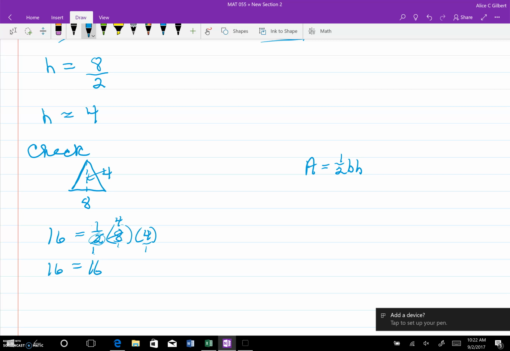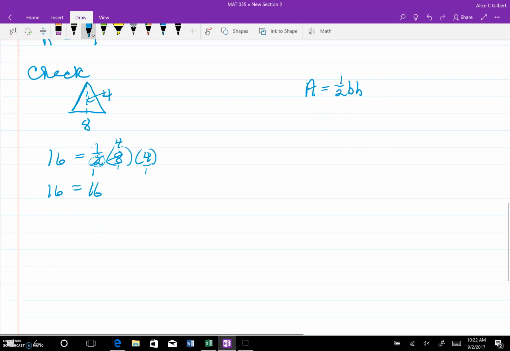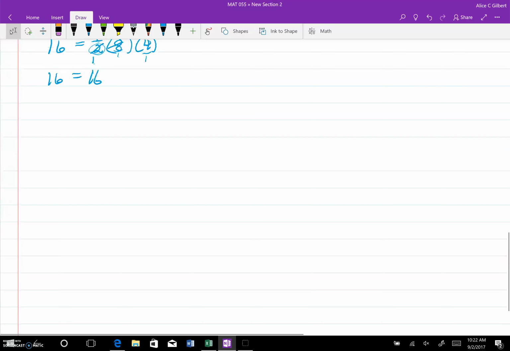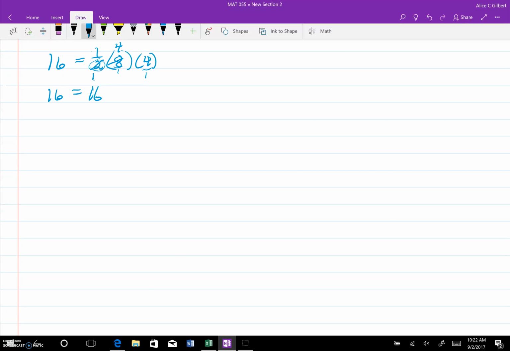And so we don't put that in the denominator ever, except for when we're doing slope. We'll get to that later. So our answers are correct. So now we just need to write our final answer.